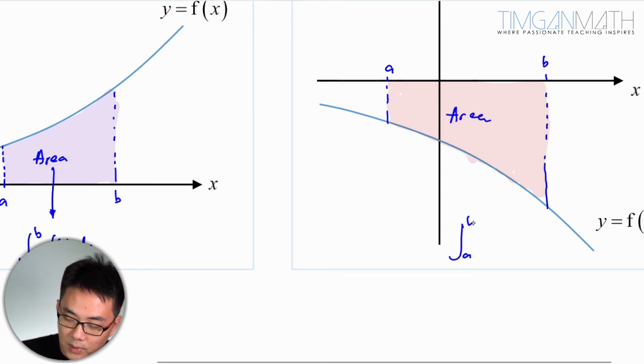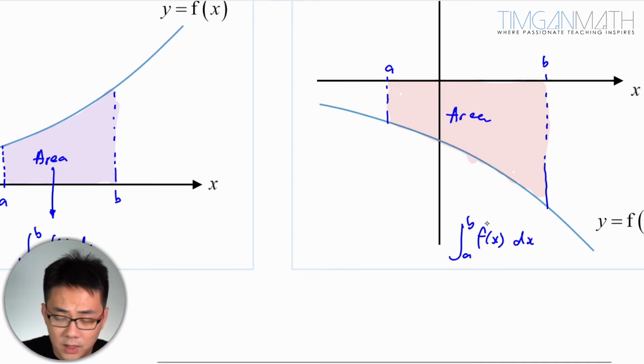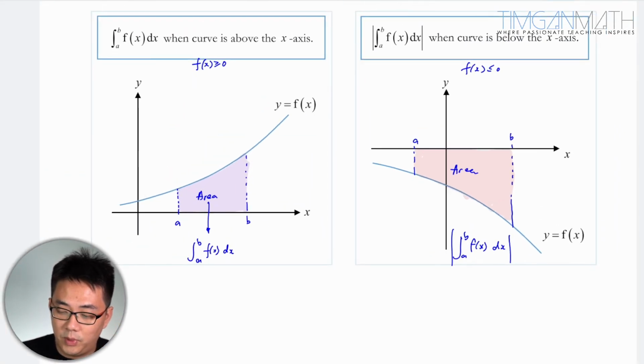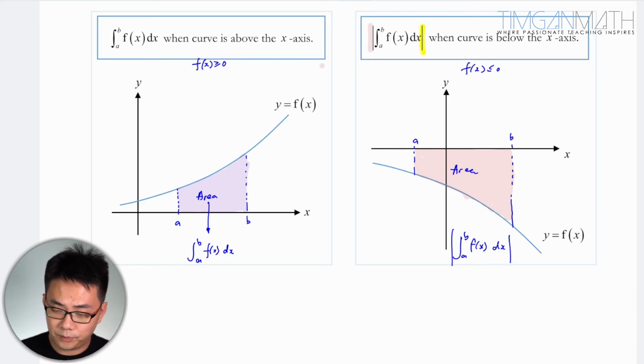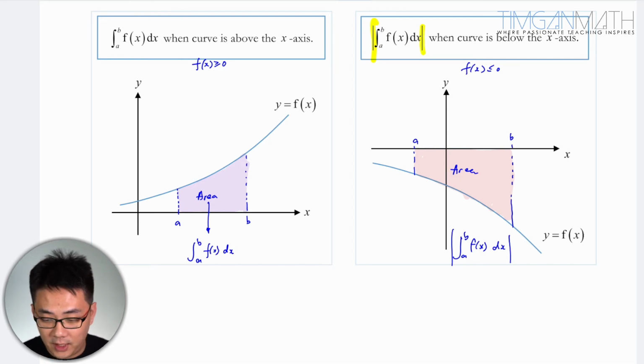If you take the integral from A to B of f(x) dx, it is the same thing, but because this will yield a negative area, and area has to be positive, that's why we put the modulus outside. So this is just for you to take note. If the curve is below the x-axis, just make sure that you modulus it, meaning just change it to a positive value. And if it's positive, then you don't need to mod it.